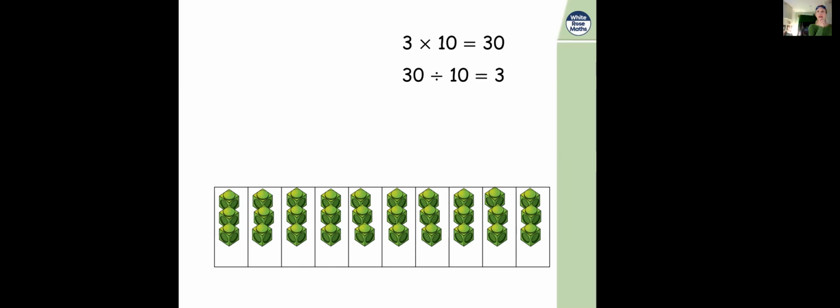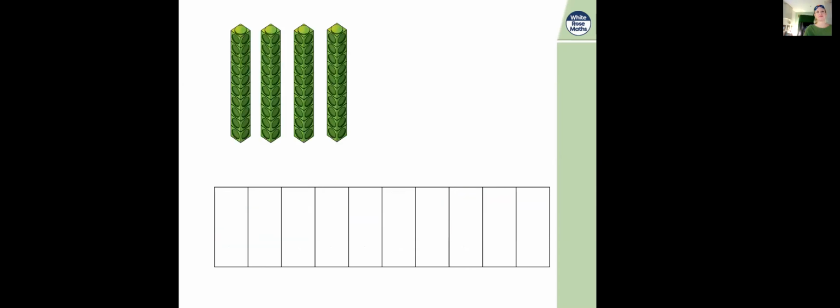Look at those two sums again. Do they have the same similarities that the other ones did? Yes. Both sums have a 3 in them, both sums have a 10 in them, and both sums have a 30 in them. 3 times 10 equals 30, whereas 30 divided by 10 equals 3. That 3 and that 30, they swap places, don't they, with the division?